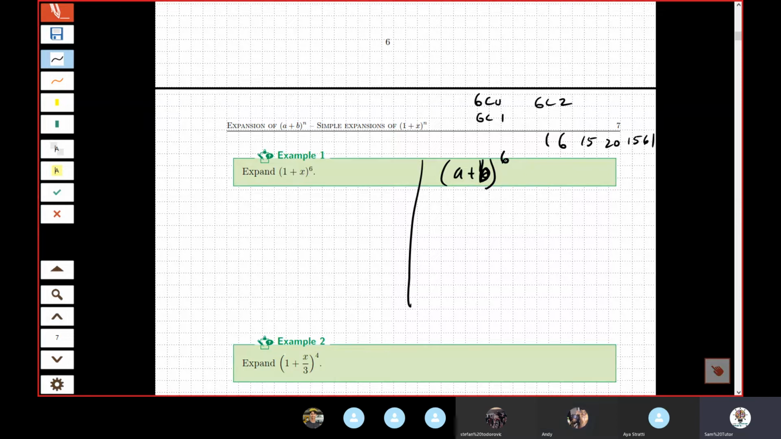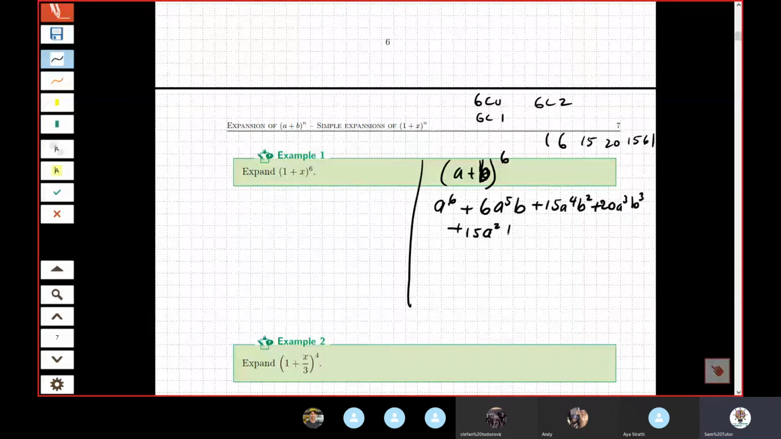So you start off with a to the 6. Obviously 1, you ignore it. Plus, your next coefficient is 6. Then you decrease this one by 1 and you increase the other one by 1. Plus 15. You decrease it by 1, you increase it by 1. Plus, decrease it by 1, increase it by 1. Plus 15. Decrease it by 1, increase it by 1. Plus, decrease it by 1. All right.